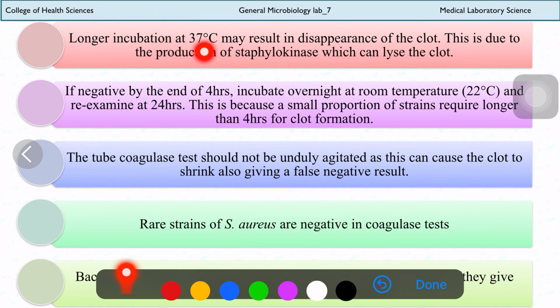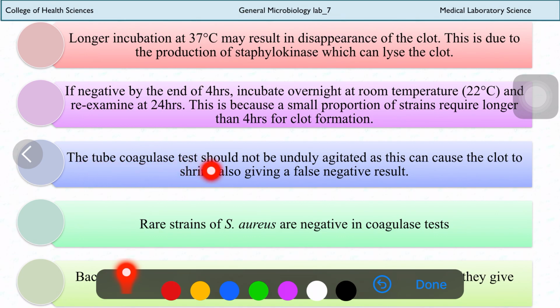Longer incubation at 37 may result in the disappearance of the clot. That's why we said after 4 hours you have to take the test tubes out. If negative by the end of 4 hours, incubate overnight at room temperature, and you have to re-examine at 24 hours or after 24 hours. Why? Because Staphylococcus aureus will start to produce staphylokinase, and it will disrupt the clot. That's why after 4 hours, you have to incubate them at room temperature. Okay?